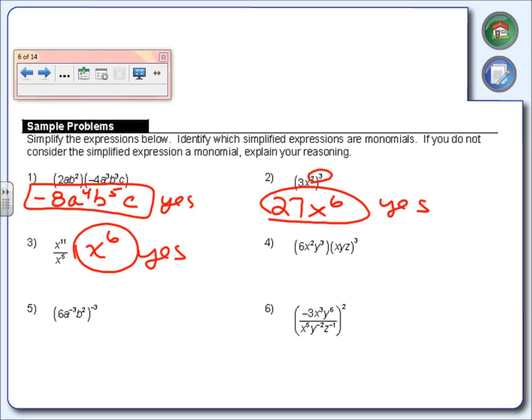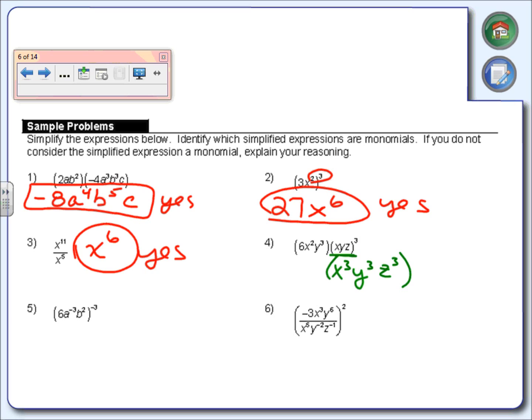Now, number 4 over here is a little bit trickier. We're going to have to take this in 2 steps. We're going to ignore this 6x squared y to the third, and we're going to work with this part right here first. Everything in parentheses needs to be cubed. So if I cube the x, I get x cubed. If I cube the y, I get y cubed. If I cube the z, I get z cubed. So that was my first step.